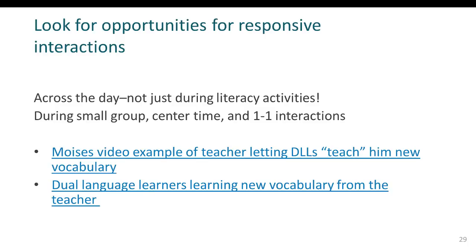Okay, so the next one is from a transitional kindergarten. Barbara Blakely is the teacher, and again, it's an example of a language interaction where the teacher is teaching the children a new vocabulary word.